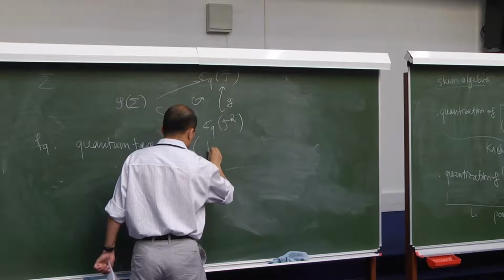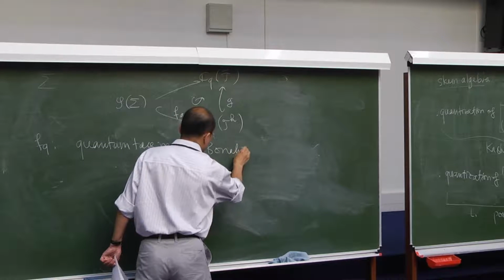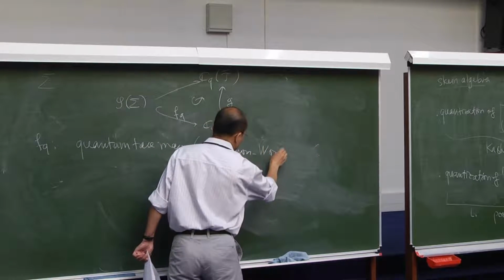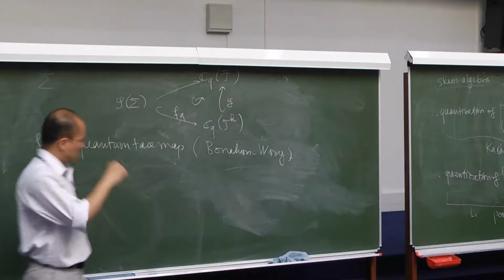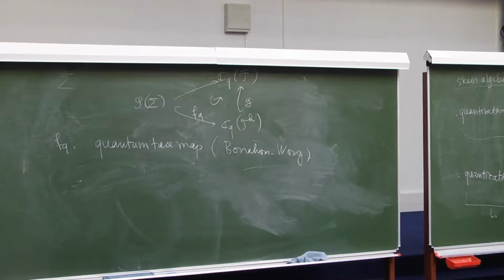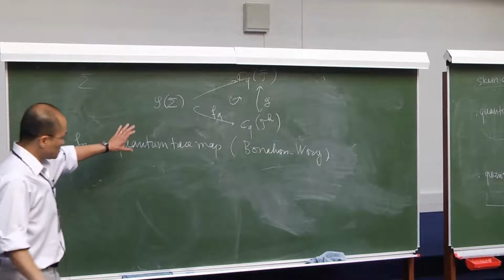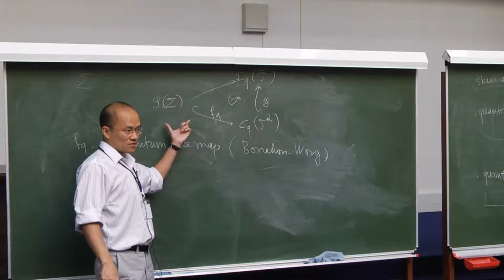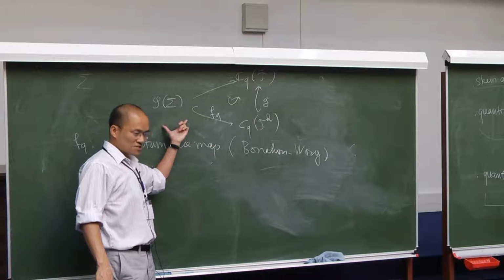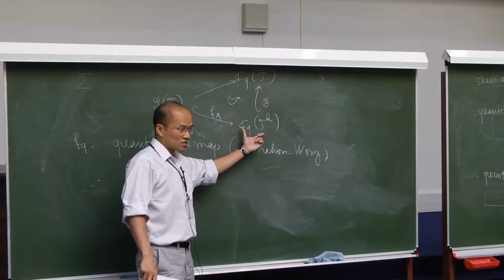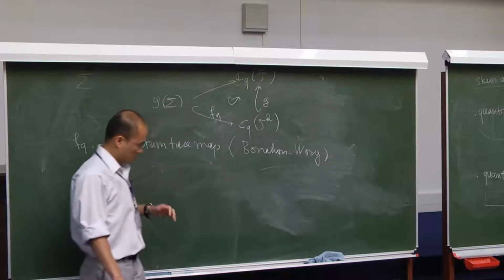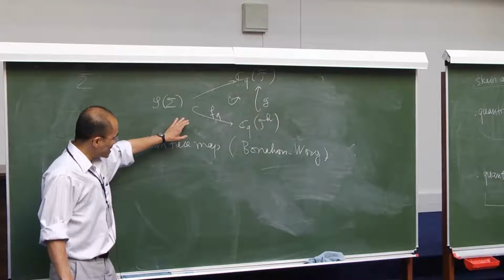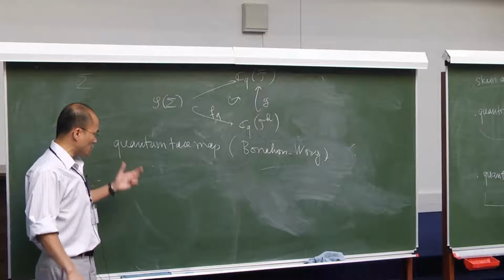Constructed by Bonahon and Wong. They call it the quantum trace map because classically this is just the usual map expressing the trace of a curve in the Thurston shear coordinates. Okay, so they came up with this, and Chekhov and Fock.